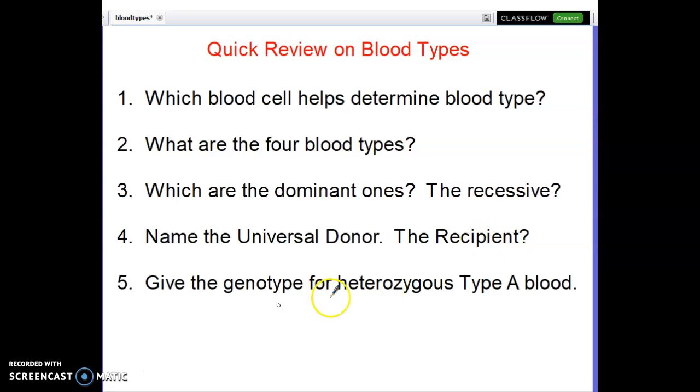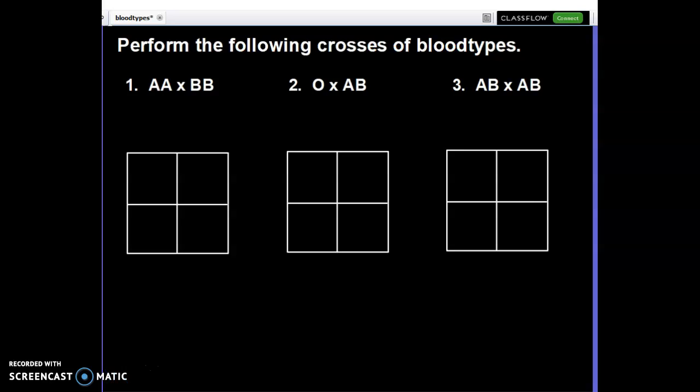That's AB. And the genotype for heterozygous type A blood, remember they have to have an A, and then hetero means different. So we don't write a little a like we did with the other ones. You write an O. Okay, that's heterozygous A. All right, so let me show you how these kind of work. All you're going to do is put one letter above each box. Okay, and then I'll put the B's here.